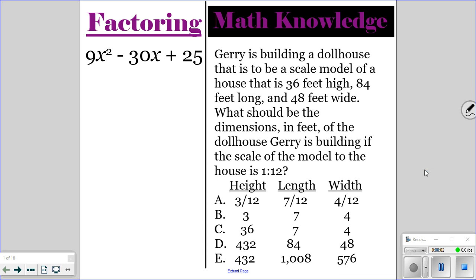Alright, so y'all go ahead and do the factoring and the math knowledge question for today. Pause the video, and then once everyone is finished, you can unpause the video and I'll go over the correct answers. So the first thing you want to do for your factoring is to remove the 9.